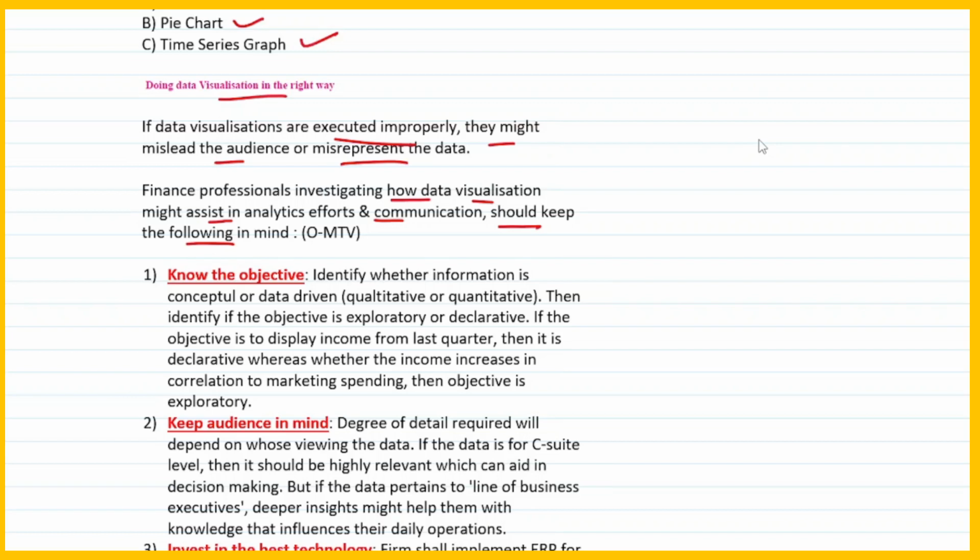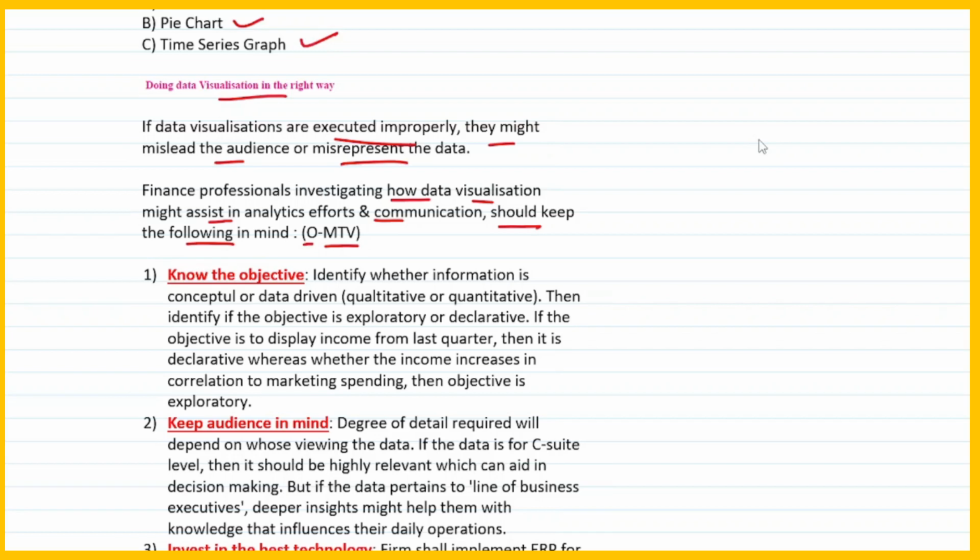Since it talks about visualization, how I found it easy to remember is by talking about MTV. MTV is something which we visualize, right? We see it on TV. So I think if you remember this MTV along with O prefixed, I found it easy to remember. So you can remember these points as OMTV, right? Okay, what is O? O stands for the objective.